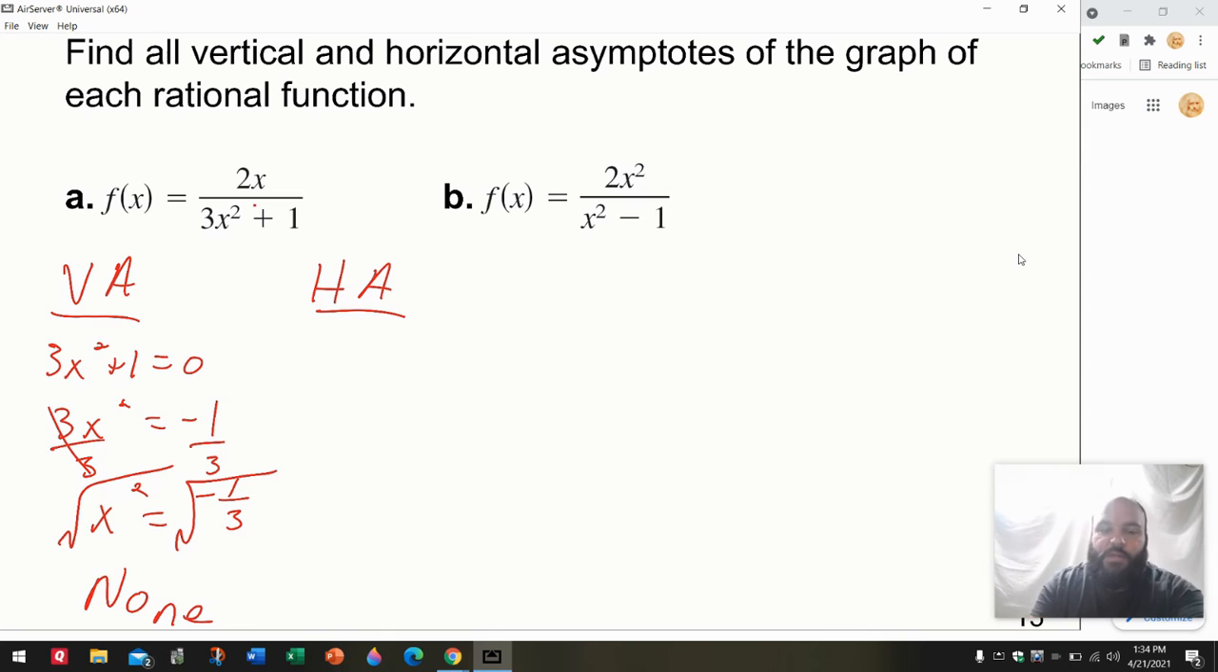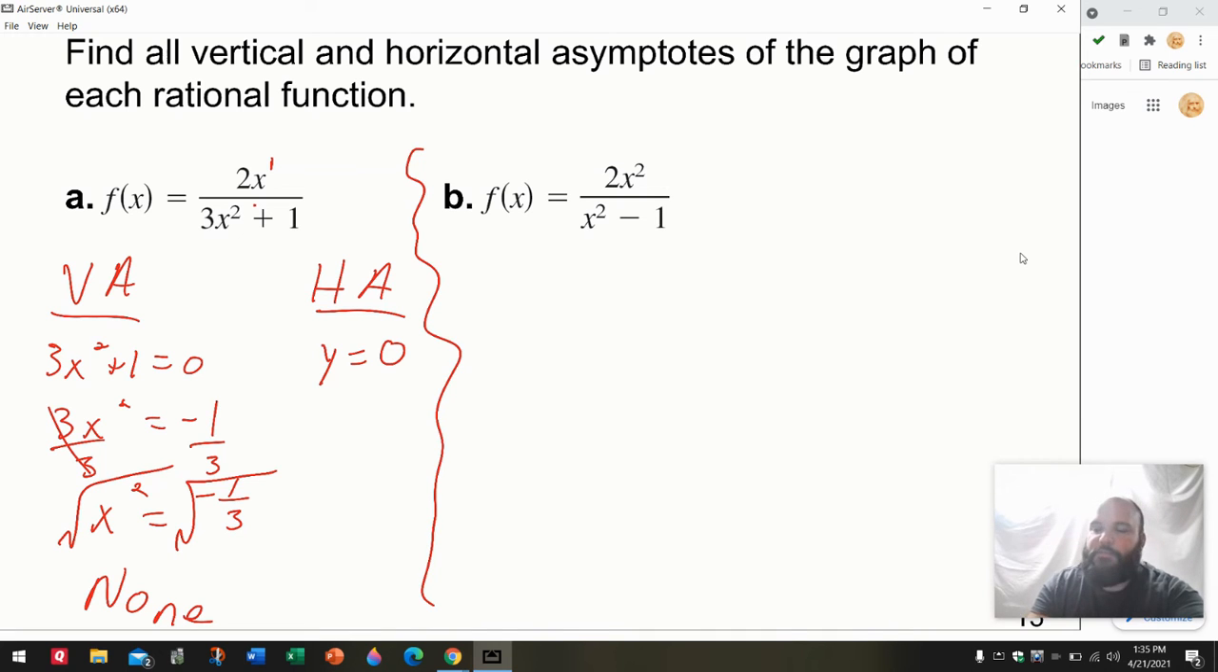Now, for the horizontal asymptote, we need to look at the powers of the numerator and the denominator. So you can see this numerator has a power of 1. The denominator has a power of 2, which means the numerator is less than the denominator. So by our rules, when the numerator is less than the denominator, we have a horizontal asymptote at y equals 0.